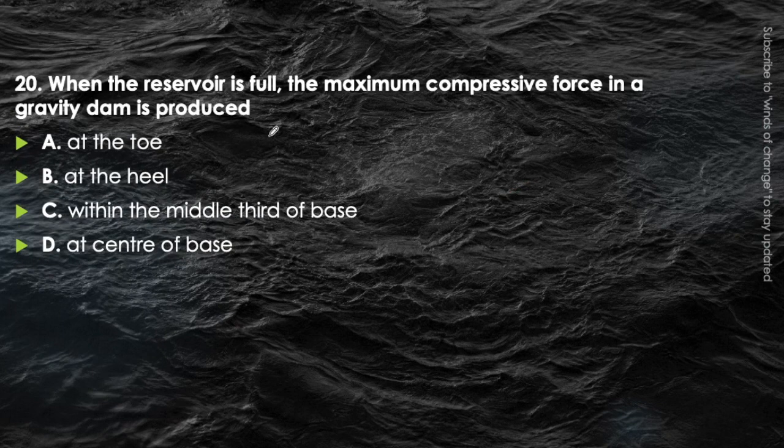Next question. When the reservoir is full, the maximum compressive force in a gravity dam is produced at the toe, at the heel, within the middle third of base, or at the center of the base. Think about it. In the condition of the full reservoir, it is not a case of the empty reservoir, the maximum compressive force in a gravity dam is produced. This is a gravity dam, let's say it looks like this, and it is full from here, there is a full supply here, so there will be some resultant force that will be obtained. Now where will the maximum compressive force be obtained? Just think about it.